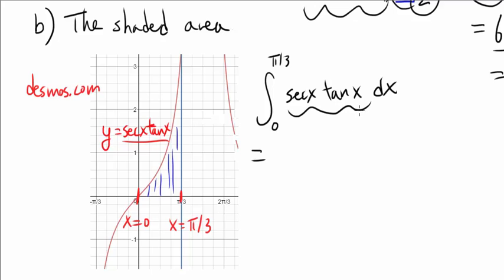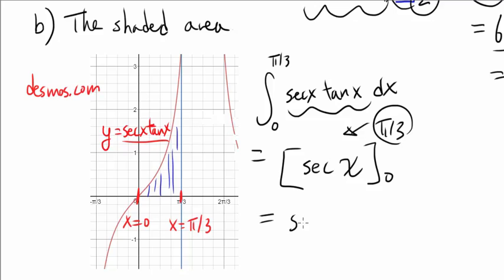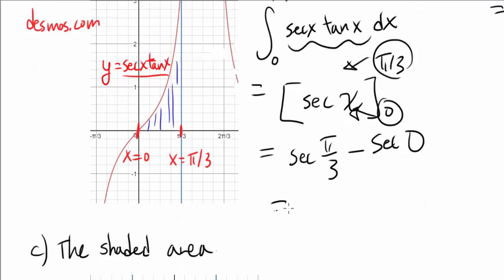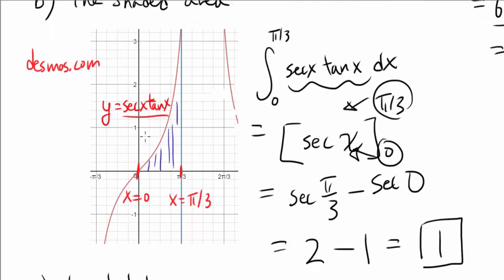And what do we have to differentiate to get secant of x tangent of x? From our differentiation rule, we know it is secant of x, and we are going from 0 to pi over 3. Plugging pi over 3 into it, we get secant of pi over 3 minus secant of 0. Secant of pi over 3 is the same thing as 1 over cosine of pi over 3, which is 1 over 1/2, which gets us 2. And secant of 0 is 1 over cosine of 0, and cosine of 0 is 1, so we have 1. So this area turns out to be 1, which can be fascinating.